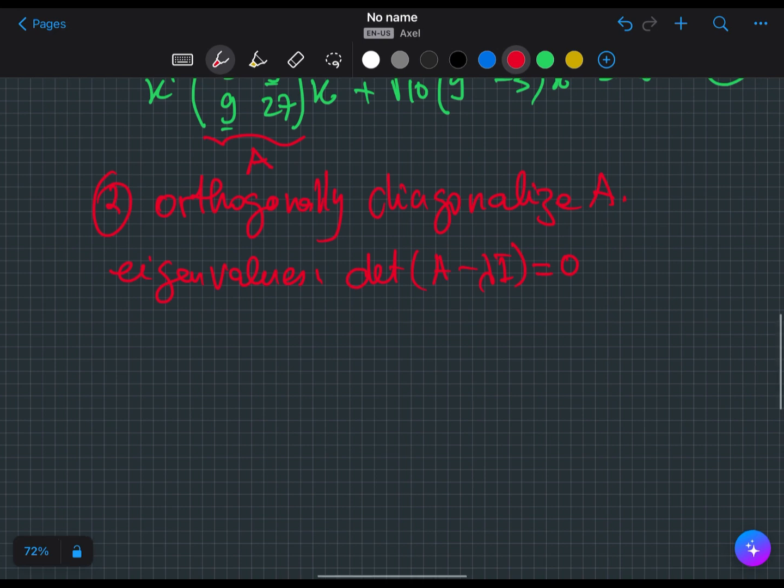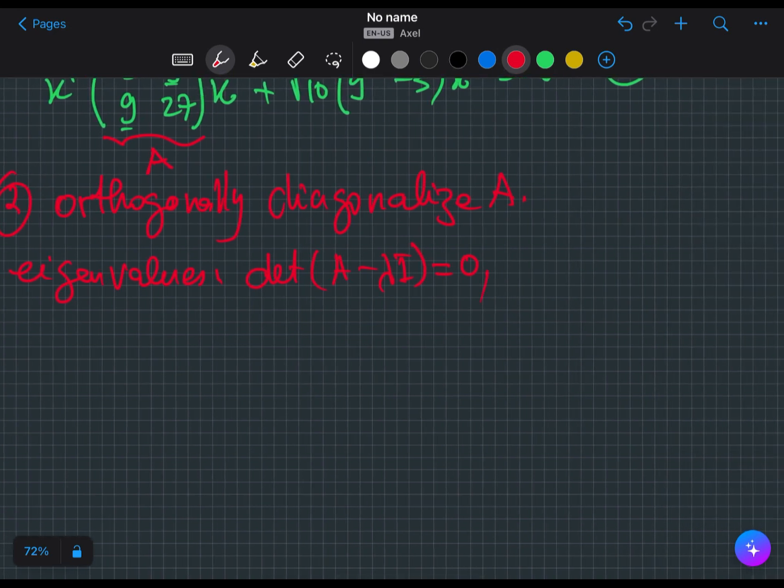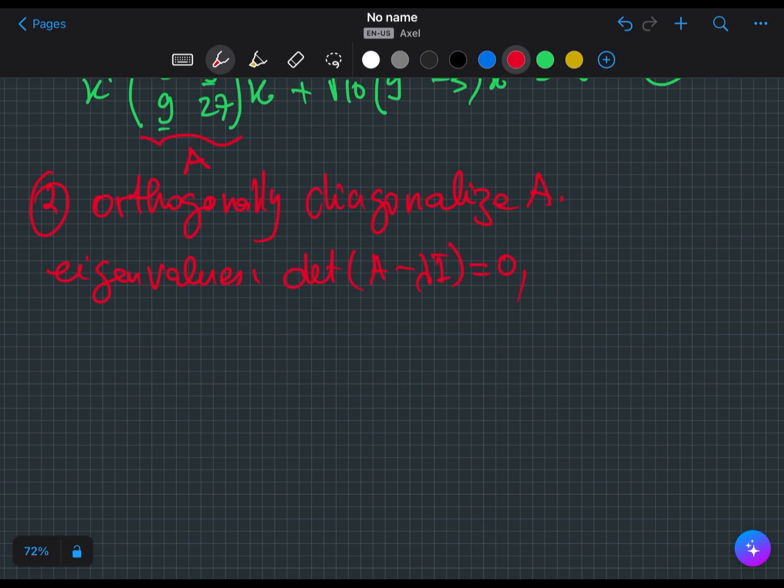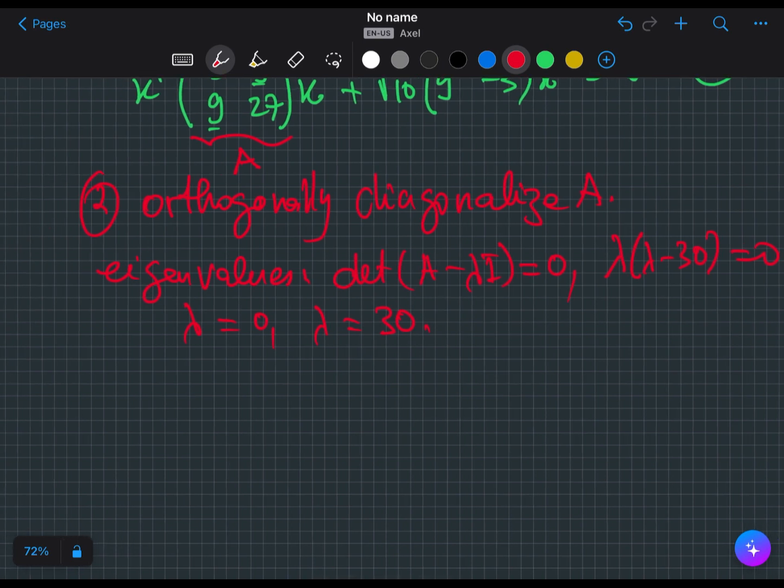Now, we have intensively worked it out in the previous video, so no need to work that out again. But here this equation will give you lambda equals 0 and lambda equals 30, so I'll have two eigenvalues. Then for the eigenvalue lambda equals 0, I have to solve this equation, which gives me v1 equals minus 3, 1. And for lambda equals 30, I also have to solve this equation, which gives me v2 equals 1, 3.